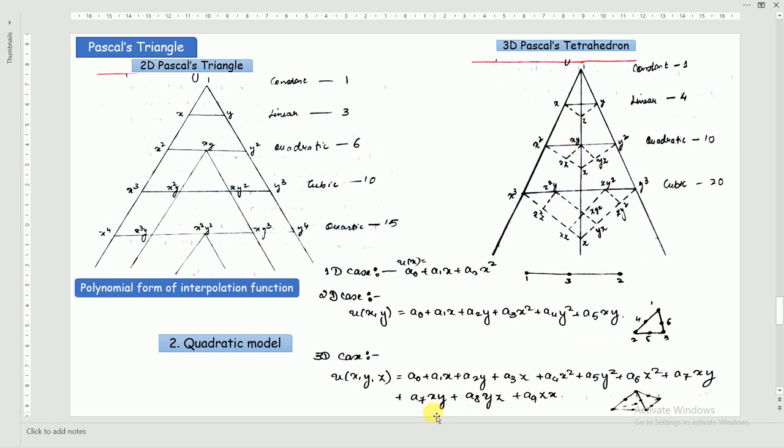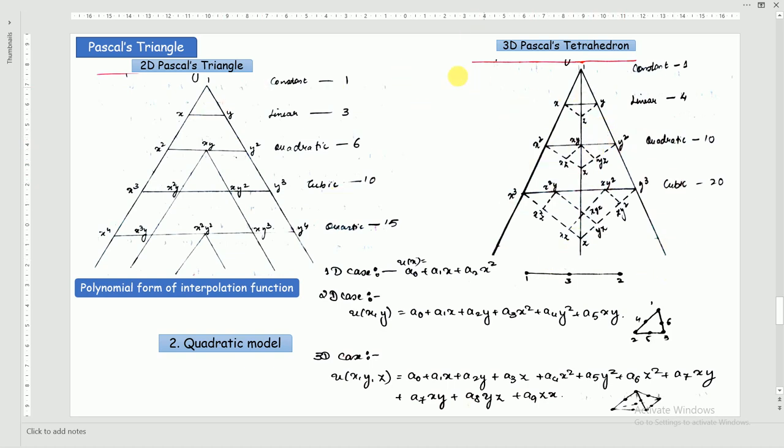a7x into y plus, it is written twice here, it is written twice, only once it is, don't write it twice, plus a8yz, then a9zx. Even you can see here, as I told you, from left to right and right to left, x is reducing and y is reducing, same with respect to z. See here, x square, if I move from here to here, this is x square, x and x raised to 0. Same from here, z square, z and z raised to 0. Same here, z square, z, z raised to 0.